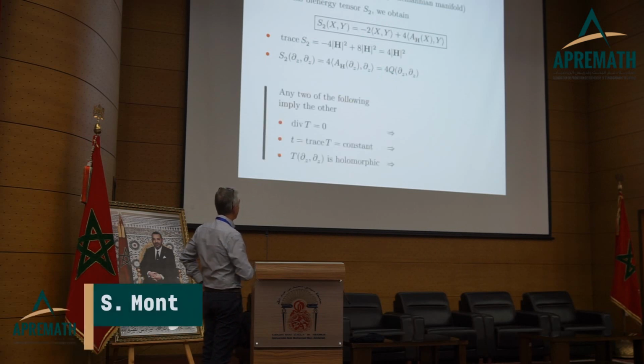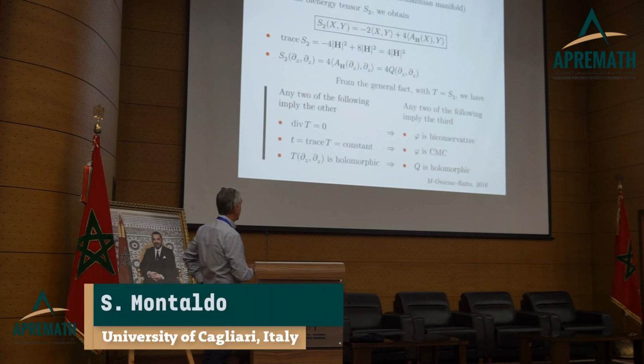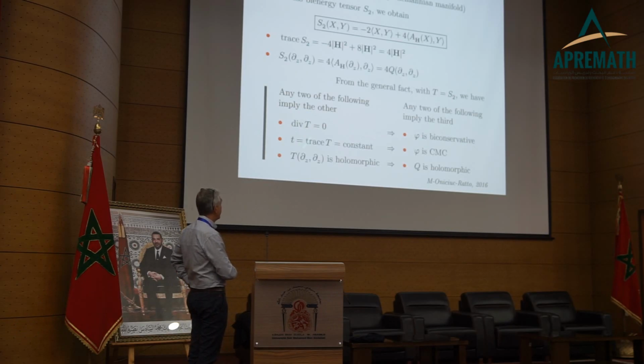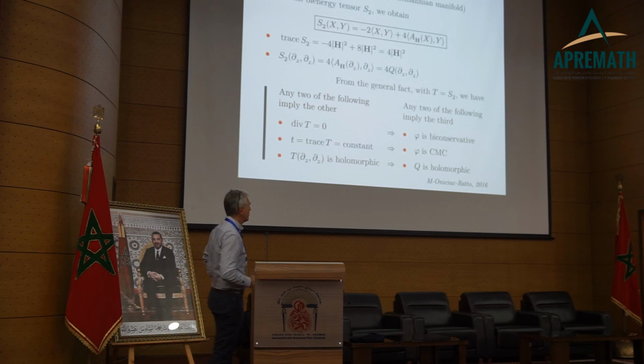And now we use the general fact, but we use it when T is S2. The first condition, when T is S2, means the divergence is 0, so phi is biconservative. The second one, the trace of T, is just a multiple of the norm of the mean curvature, so it means CMC. And the third one, S2 of dz is just 4 times Q, so it means that Q is holomorphic. So in other words, since those 3 conditions are such that 2 of them imply the third, I like to think of the problem in this way.